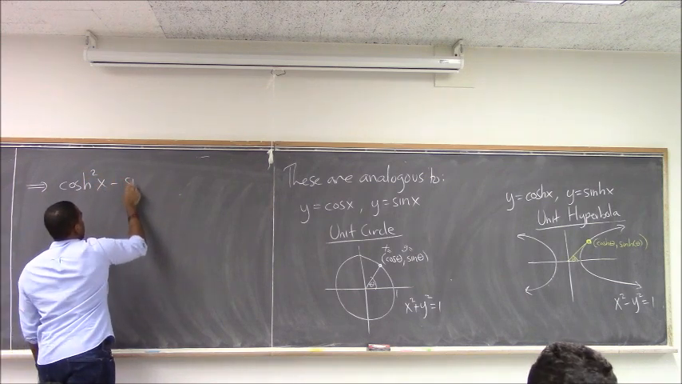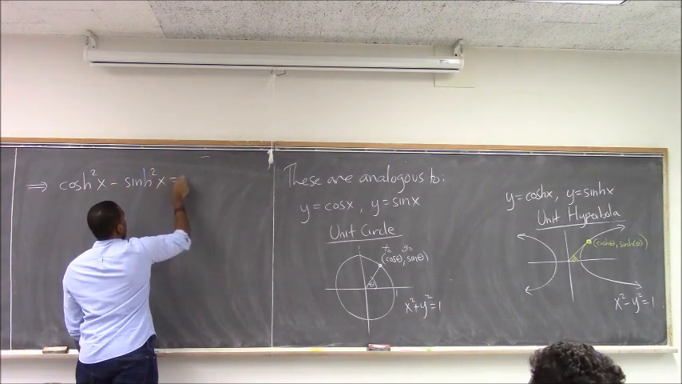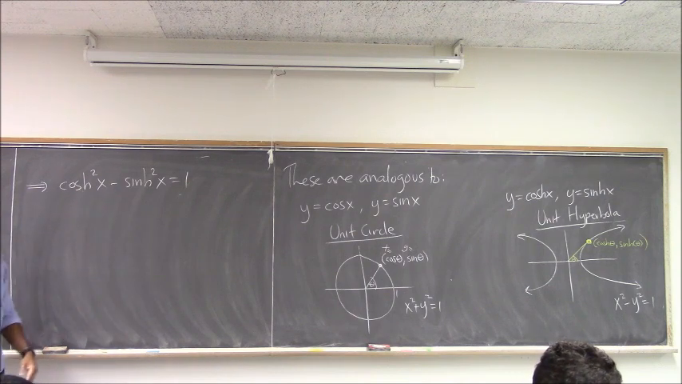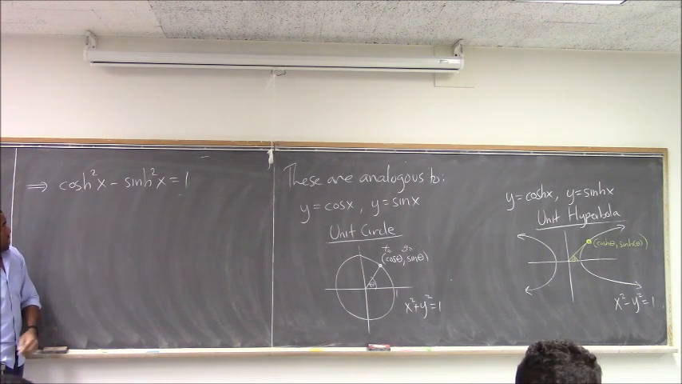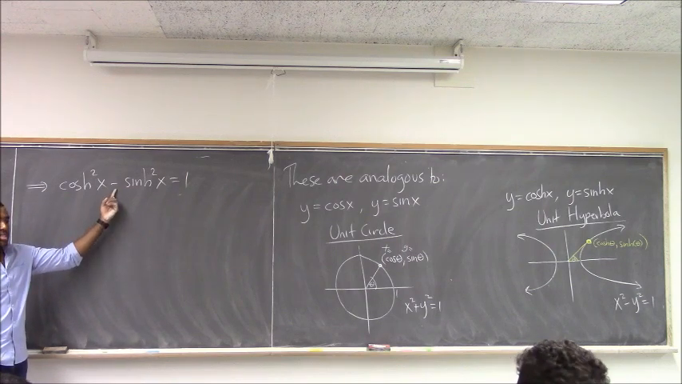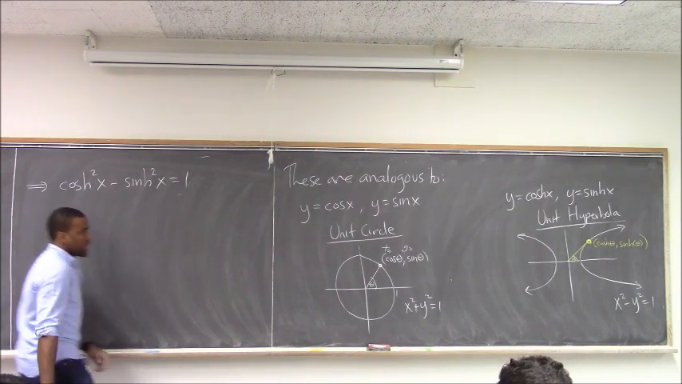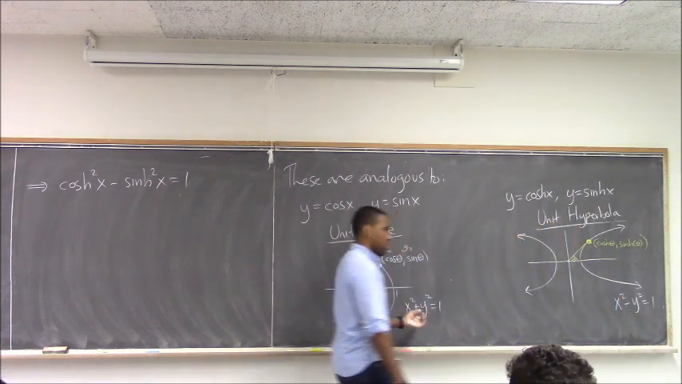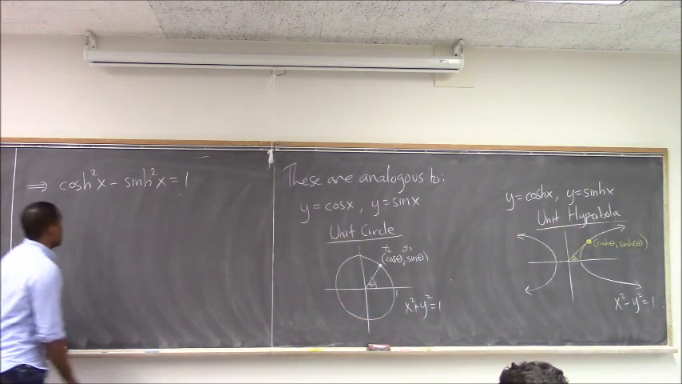cosh squared minus sinh squared would give you 1 instead of adding them. So you know cosine squared plus sine squared equals 1. With hyperbolic trig functions, it's a minus sign instead. And again, because it's modeling x squared minus y squared, not x squared plus y squared.